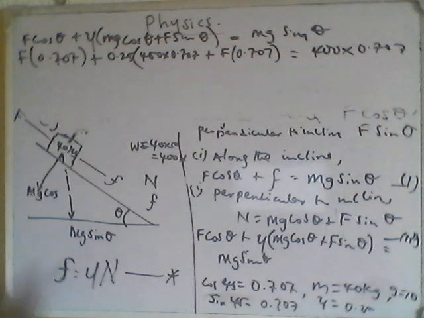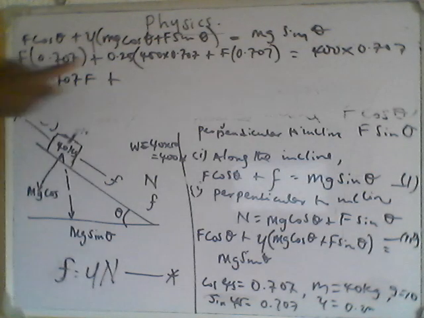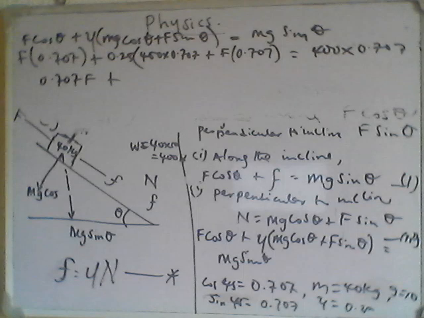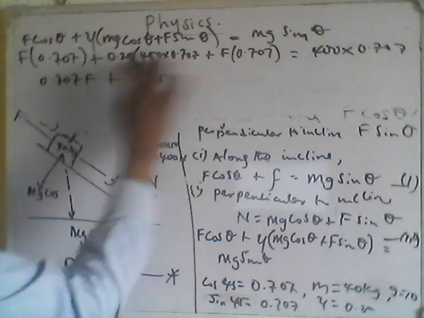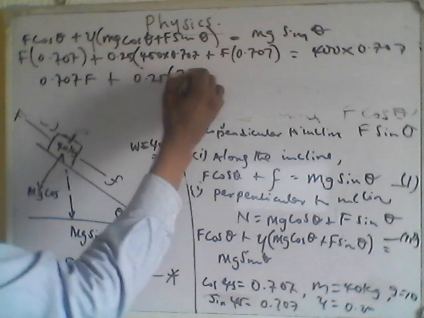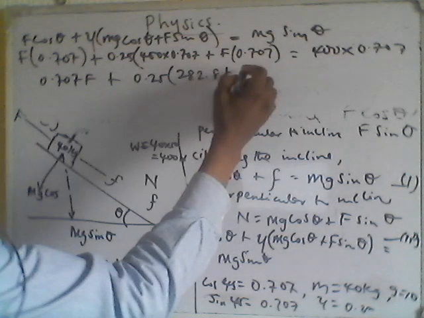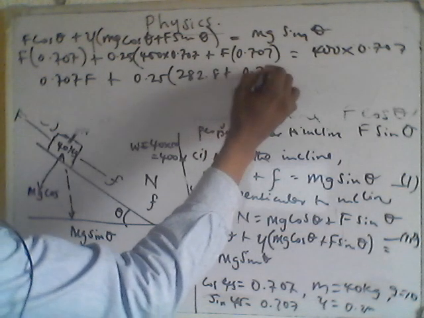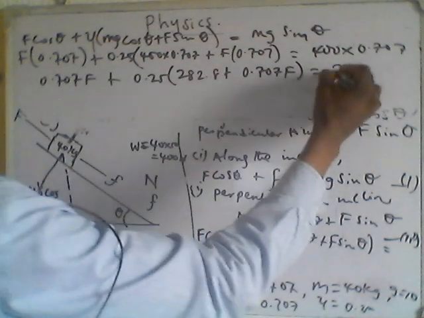So at this point, I have f here and f here, so I can just solve the question, calculating step by step. So this is 0.707f plus, then I open up this bracket. I have 0.25 outside, right? Then this will give me 282.8 plus 0.707f is equal to 282.8.